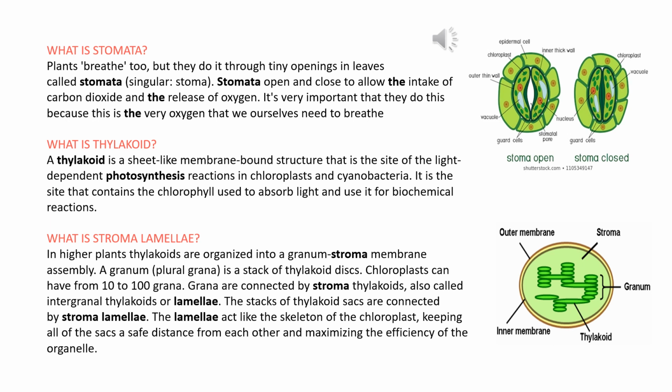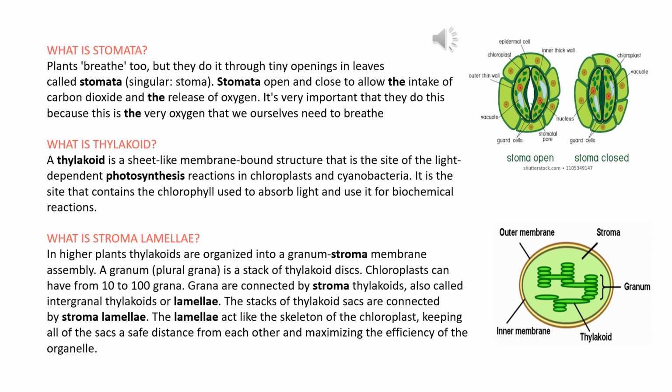What is thylakoid? A thylakoid is a sheet-like membrane-bound structure that is the site of the light-dependent photosynthesis reactions in chloroplast and cyanobacteria. It is the site that contains the chlorophyll used to absorb light and use it for biochemical reactions. Now the last one is, what is stroma lamellae?